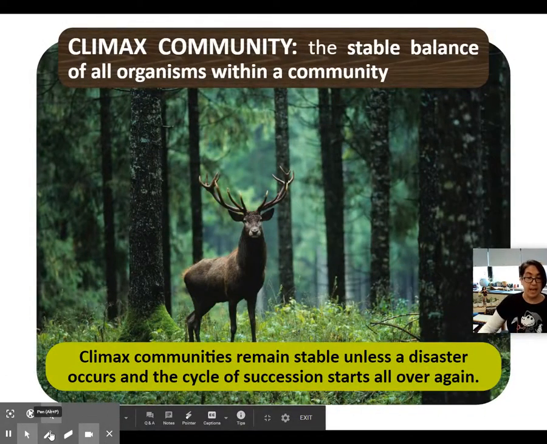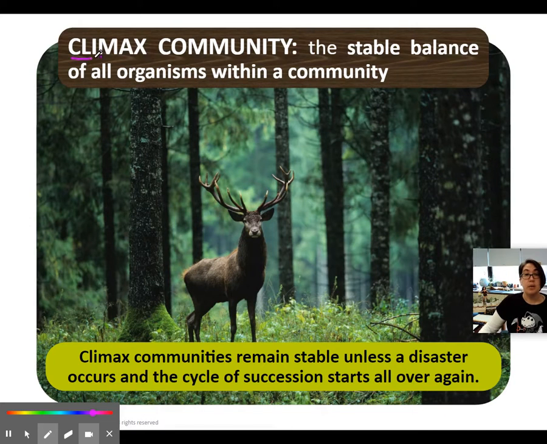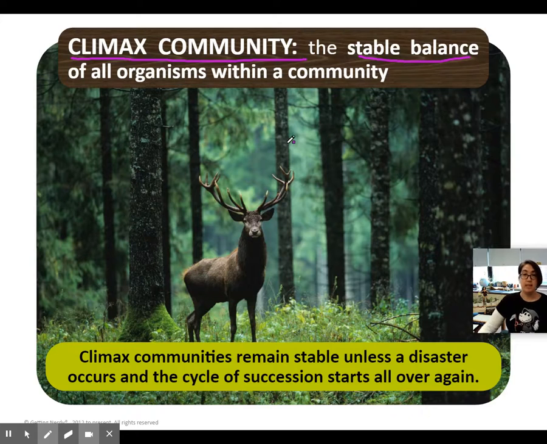And that's when we get a climax community. So a climax community is when you have a stable balance of organisms within a community. And a climax community will remain stable unless a disaster occurs, restarting the cycle of succession.